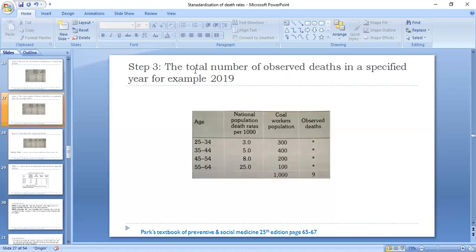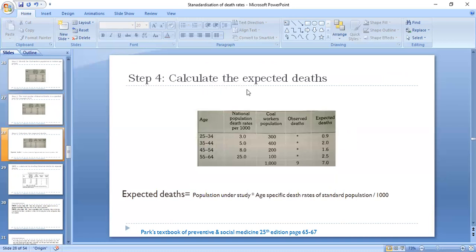Then the third step is the total number of observed deaths in a specified year, for example, in 2019. We calculate, and then we have the data of the observed deaths of the whole population. While calculating the SMR, we don't have the observed deaths for the individual age groups. Like in this example, we don't have the data of how many persons died in the age range of 25 to 34, 35 to 44, and others. We have only the data of the whole community. For example, we have the data that there are 9 coal miners who died in their occupation.